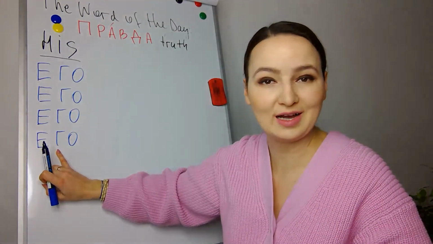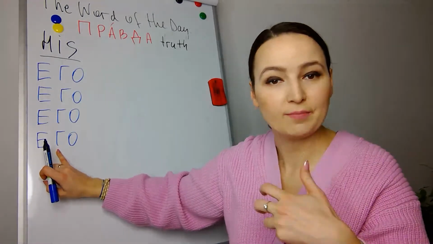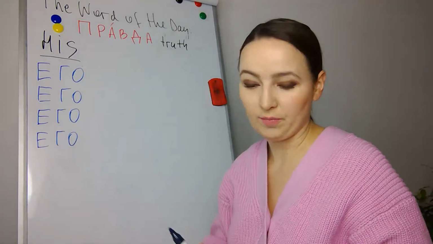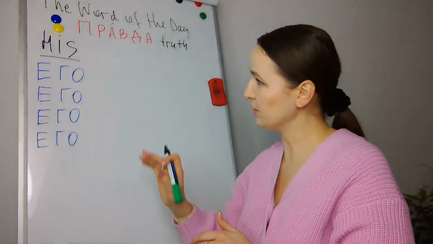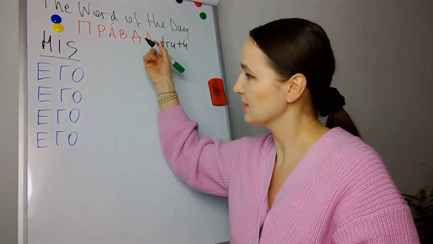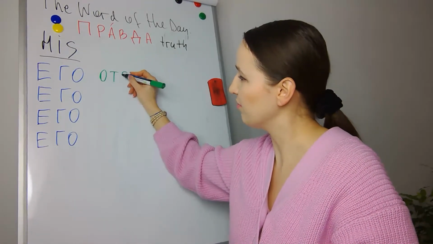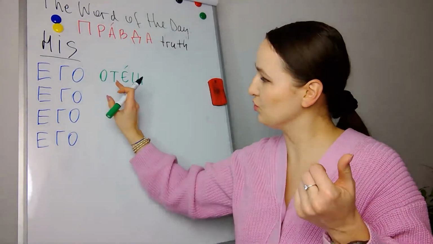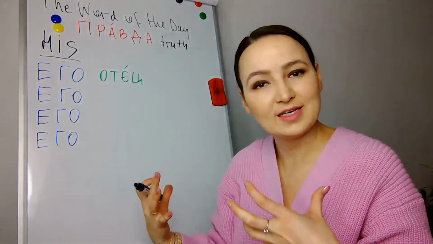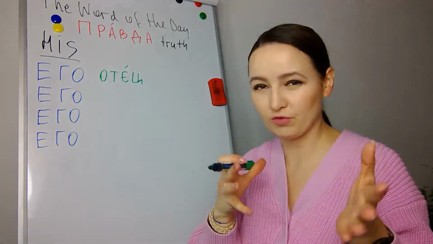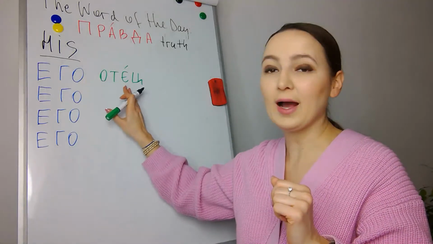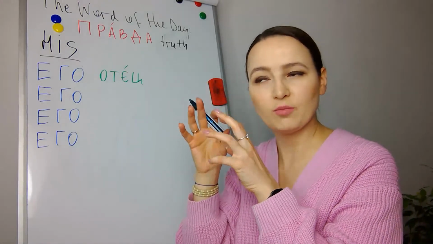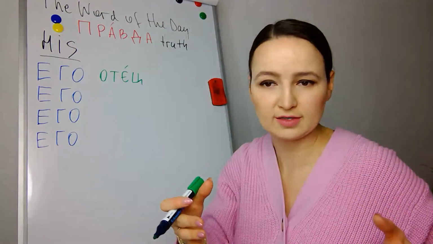Here, pay attention that G will be pronounced as V. Его. Молодцы. And let's come up with examples. For example, его отец. Отец is another word for father. Usually grown-ups use this word for father. Not papa. Papa is more for children. Его отец, his father. Отец is a more serious word for the word father.